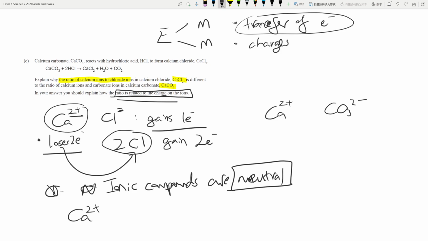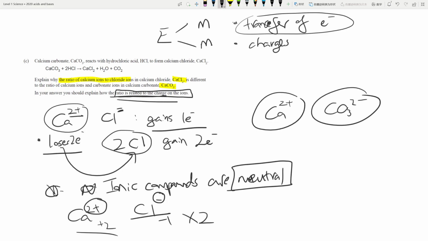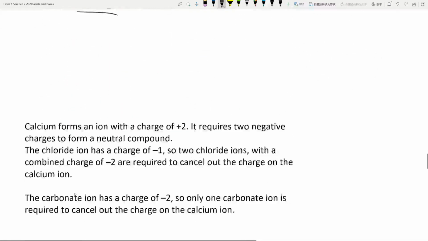So if you have Ca2+ and you have 1 Cl-, this is +2, this is -1. Therefore, you need 2 chloride ions to balance 1 Ca2+ in order for the charge to be neutral. And in this case, this is 2+, this is 2-. You just need 1 of each. They perfectly cancel each other, and that's your formula.